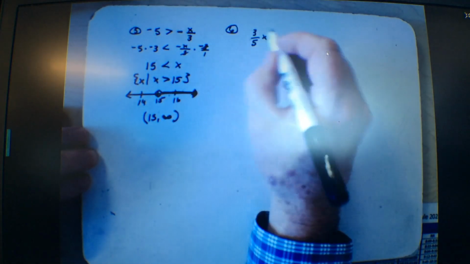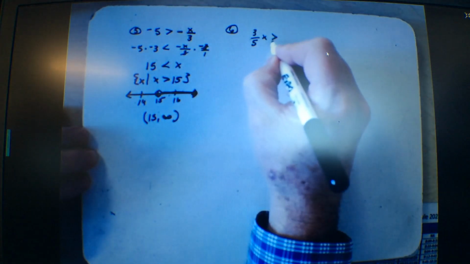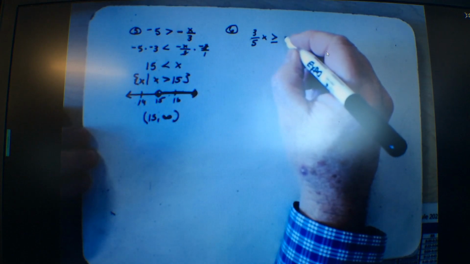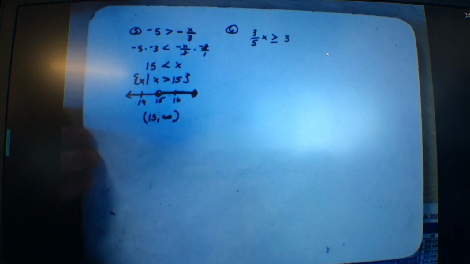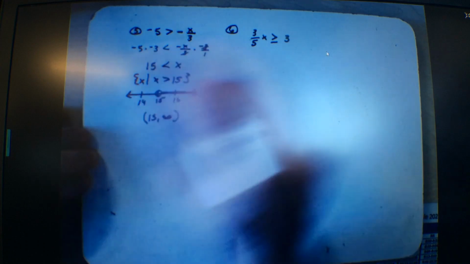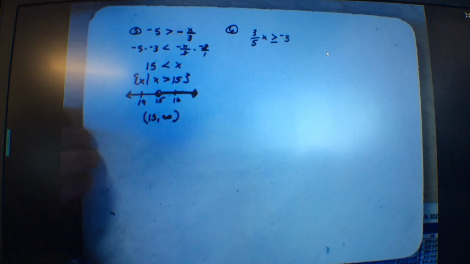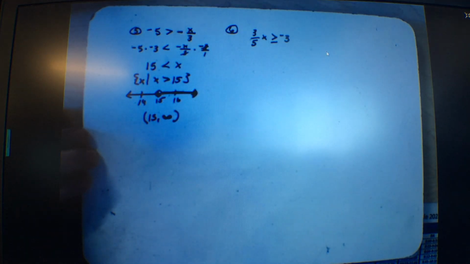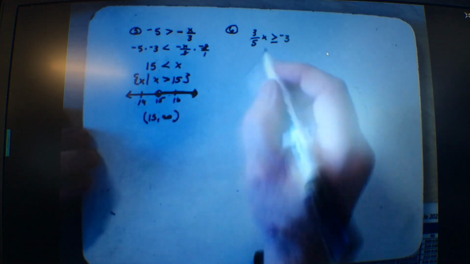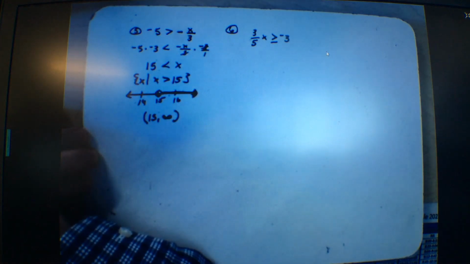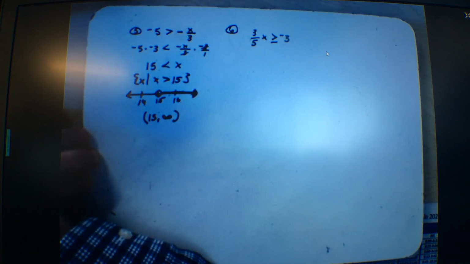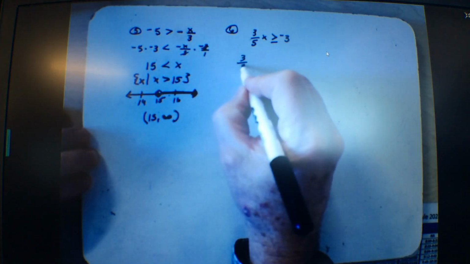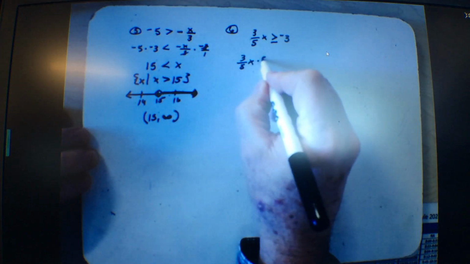All right. So now, let's say I have negative 3/5 x is greater than or equal to negative 3. I don't know if you remember how to do this, but we would divide by 3/5, but we don't want to divide by a fraction. We want to multiply by the reciprocal. So what am I going to multiply both sides by? 5/3.